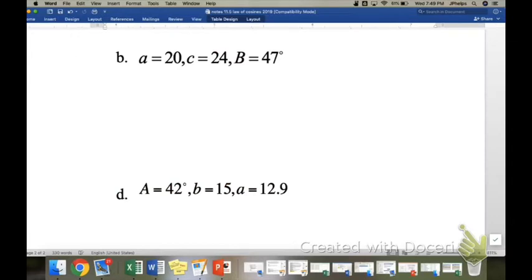Now for part B, we are not given a pair with an opposite angle and side. So this is a side angle side case, which means that we need to use the law of cosines.